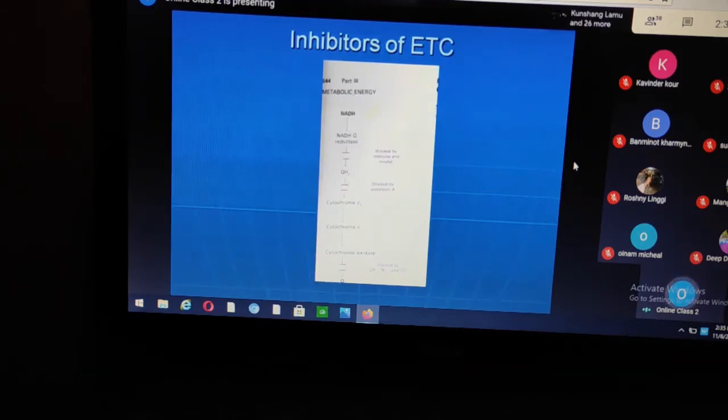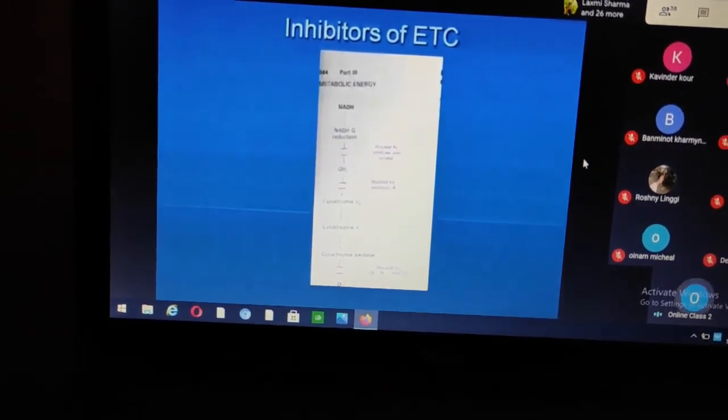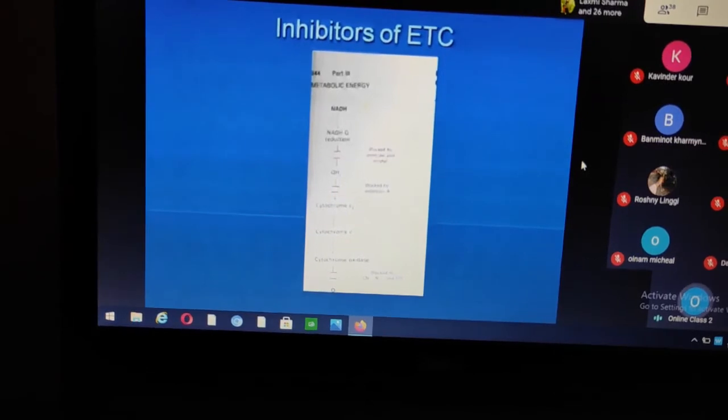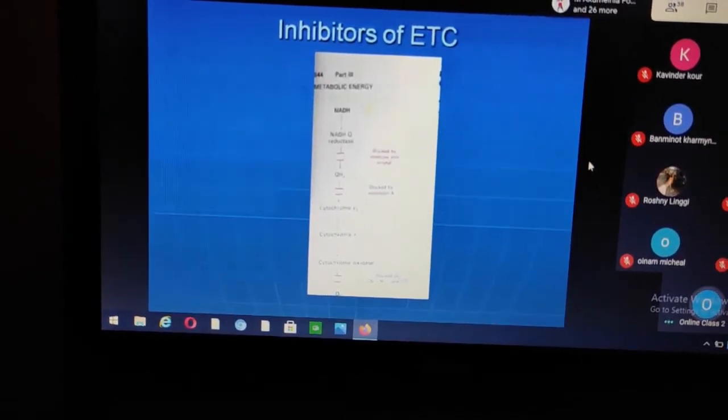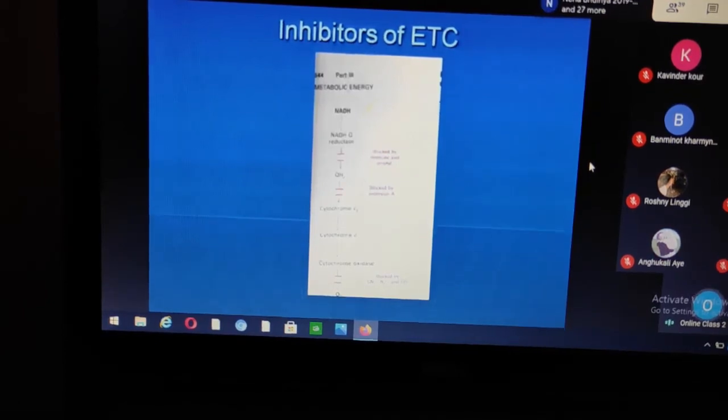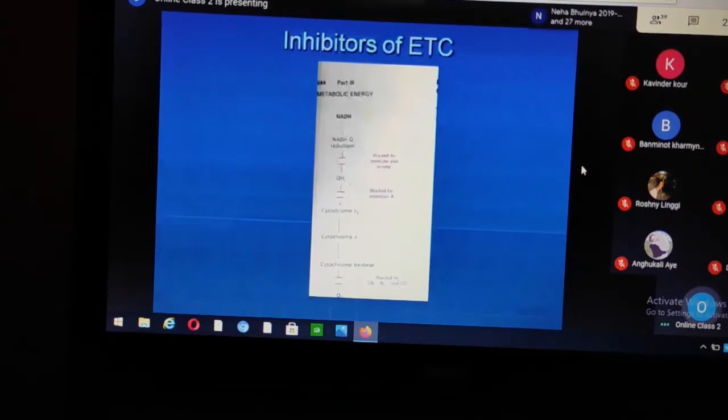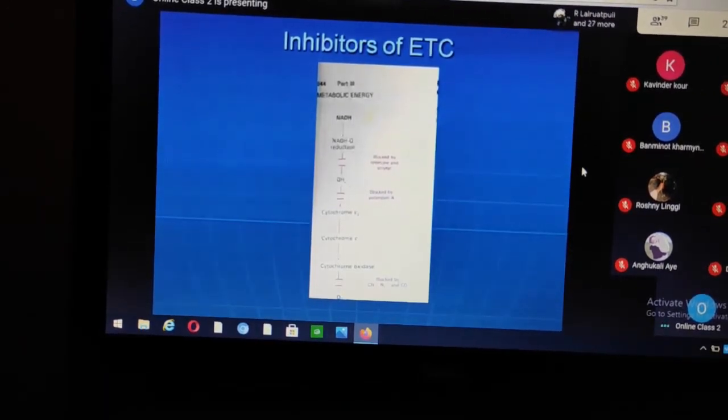First one, that is the transfer of electrons from NADH reductase to coenzyme Q. It is inhibited by rotenone and amytal. So rotenone and amytal, we know that these are antibiotics. These two antibiotics block the transfer of the electrons from the NADH reductase to the coenzyme Q.